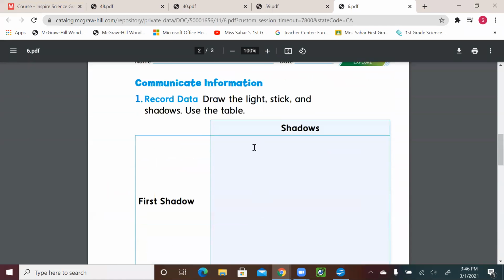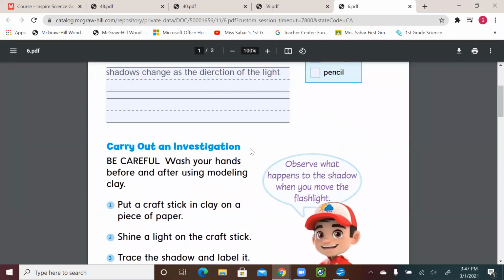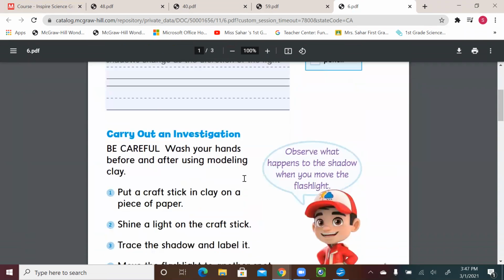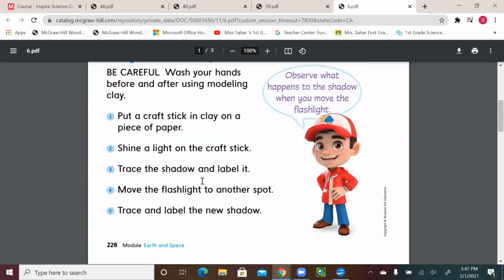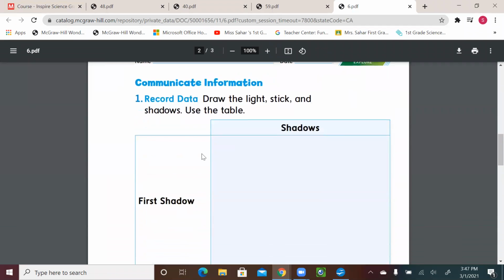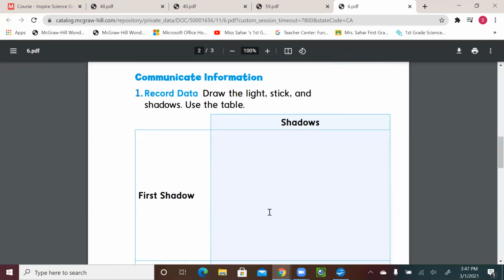All right, so this is the experiment. We're going to do it again. I'll try to find a video to help you do this activity, and then here you have to record your data, or what you observed when you had the light on the top of the pencil or the stick, or on the side. So how your shadow looks, what's the length and what direction, and then you can trace it so you can compare.